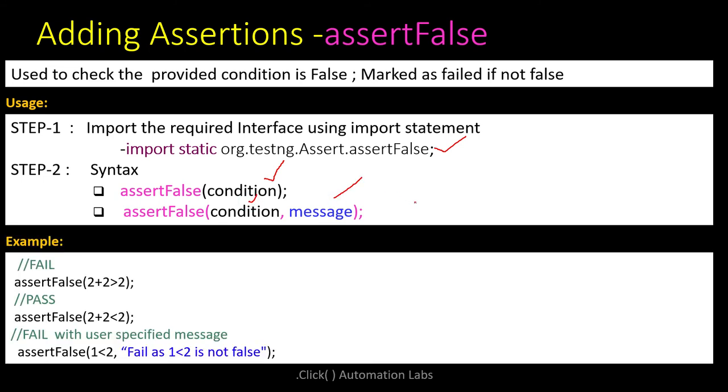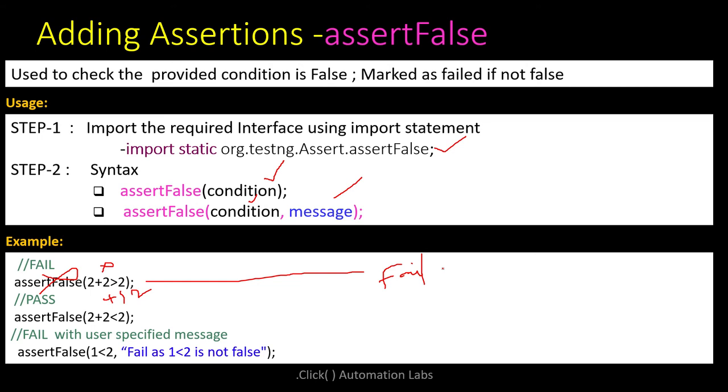So the examples are: assert false, check that this is false, meaning I'm saying this should be false. So is it false? 4 less than 2, no, it's true only. So this assert gets failed, and the failure will be returned to your HTML result file.